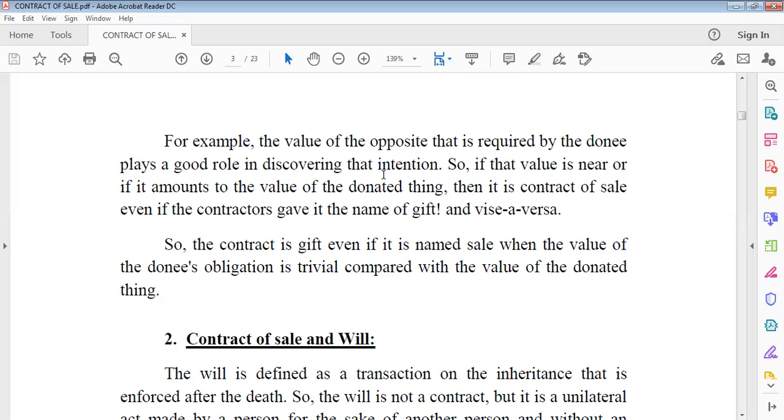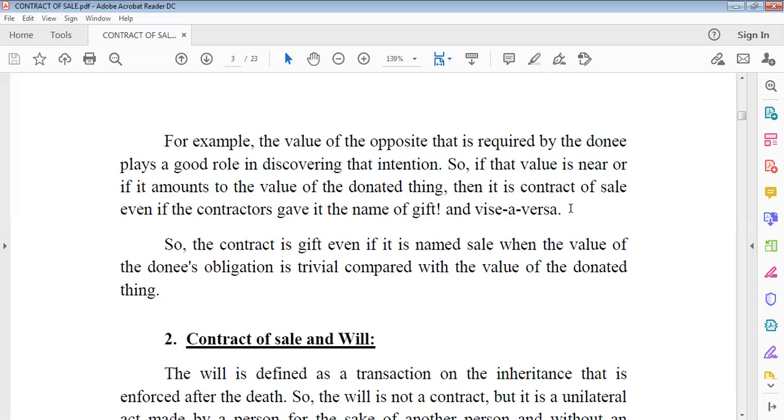Why? Because the sum of money that is paid by Baha to the donor, which is me, is a trivial sum of money, and that's why the donor in this case has the intention of donation, عنده نية التبرع, لأنه مقدار المال اللي أخذه بالمقابل هو مقدار بسيط لا يمكن أن أسميه بأي حال من الأحوال أنه هو عبارة عن ثمن للشيء المبيع, right? So that's why the contract here is a contract of gift. So if the value is near, or if it amounts to the value of the donated thing, then it is a contract of sale, even if the contractors gave it the name of gift, and vice versa.